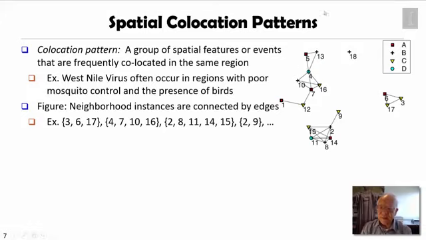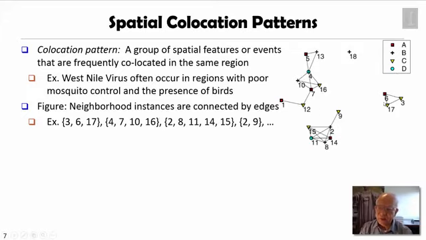Let's look at the example on the right. We have A, B, C, D as four types of objects. You can think A could be the West Nile virus spreading region, B could be some mosquito region, C could be some cities, and D could be the presence of birds. Then we use edges to mean they are collocated.